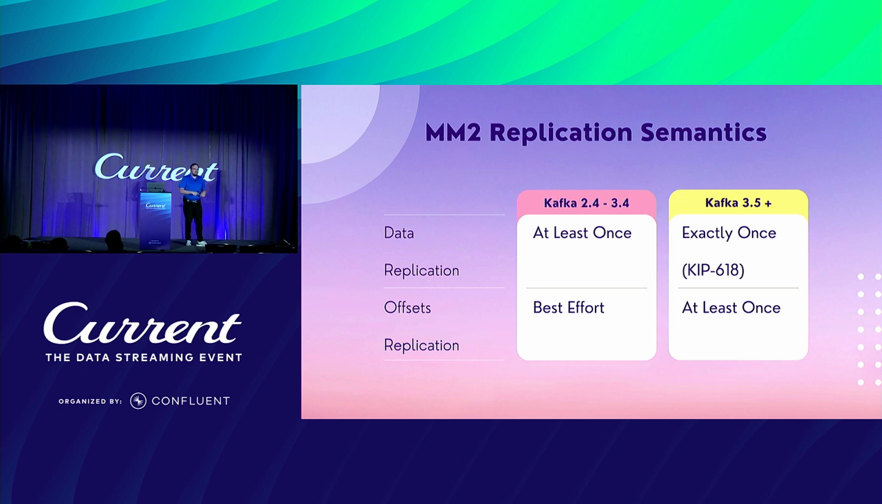But if you combine that exactly once system with offsets replication, it's still only at least once. We can't make the guarantee that if you commit data on the source cluster, that it won't be redelivered on the target cluster. But we will guarantee that it will arrive at least once, which is the whole effort that I've been on over the past year.